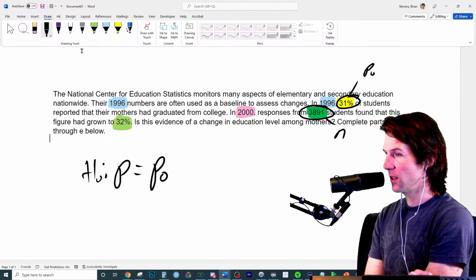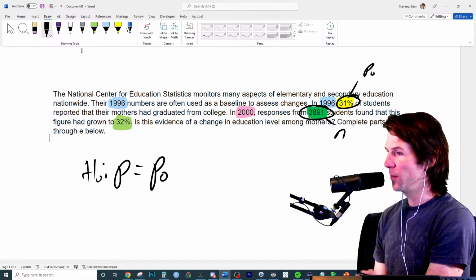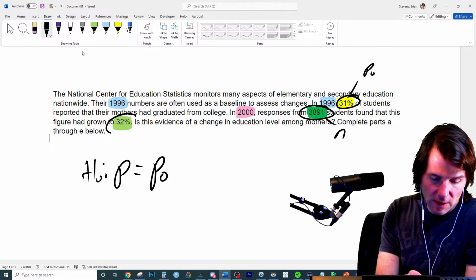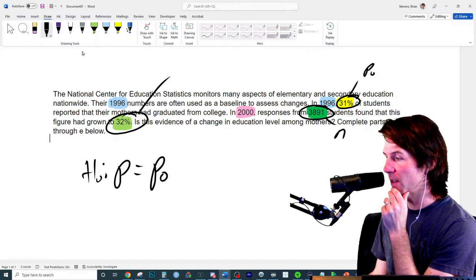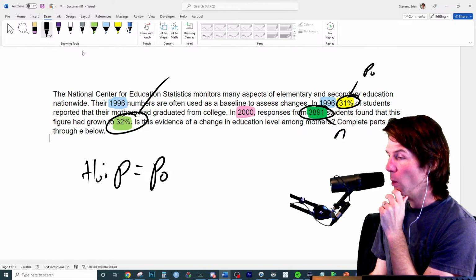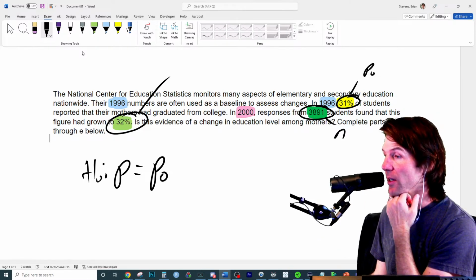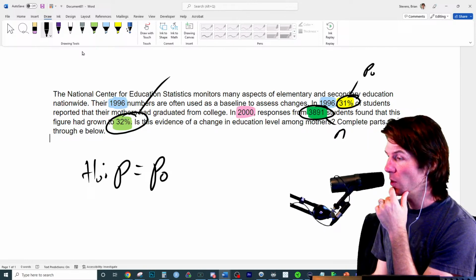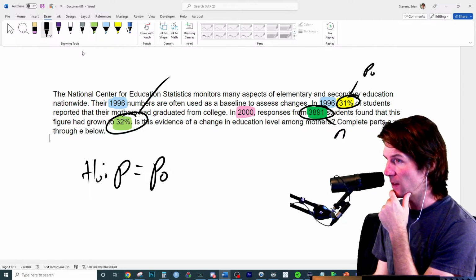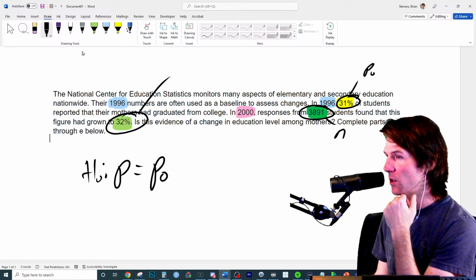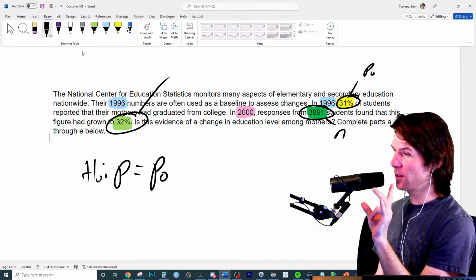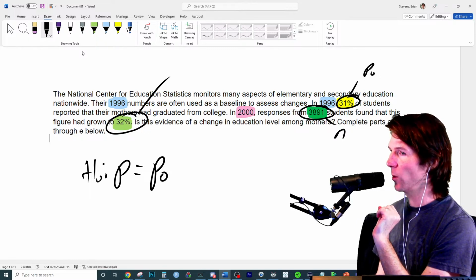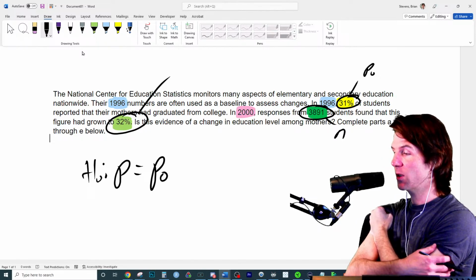So X is the amount of successes. And then P hat is the what? Well, we're wondering what is this thing right here? X is the number of successes, and N is the sample size. So what is 32% right there? Remember, P hat is a proportion, so P hat must be between what and what?